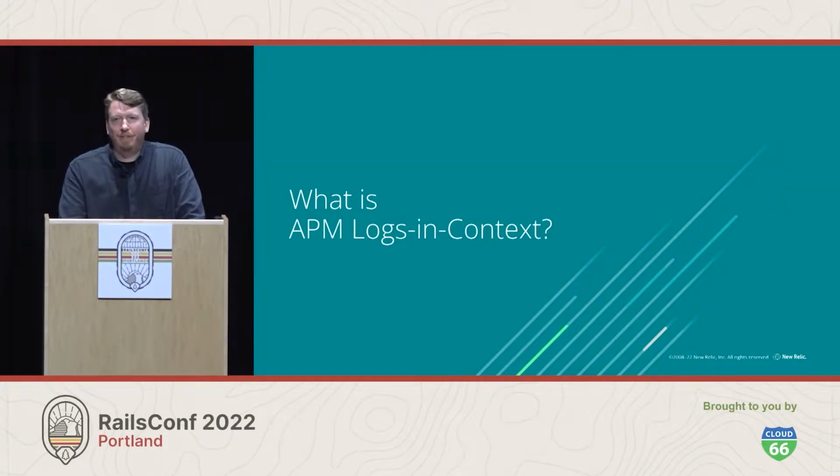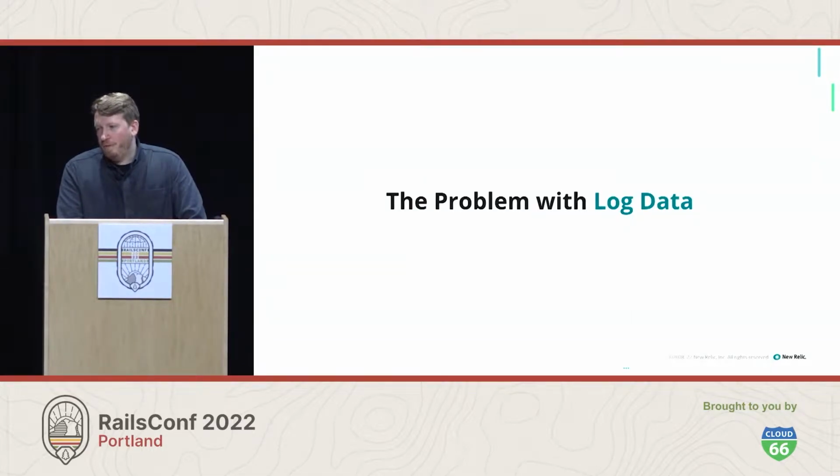So with that, we can get into APM LogsinContext, now that we've explained a little bit about New Relic and what it is that we do in the observability space. And I want to start with kind of a specific problem to logs, since we've covered the higher level customer problems that we're looking to solve.